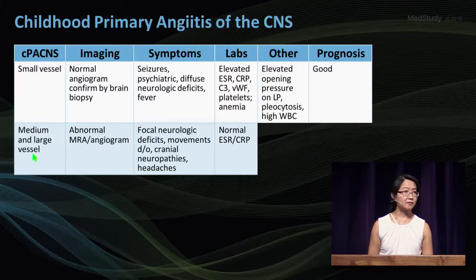Now, if you look at the medium to large vessel disease, they will have abnormal MRA as well as angiograms, and these patients can present just like looking like a stroke victim. So weakness in one arm. They can also have chorea, abnormal movements. They can present with headaches. But what's interesting is that even though they have all these deficits, their ESR and CRP will be completely normal.